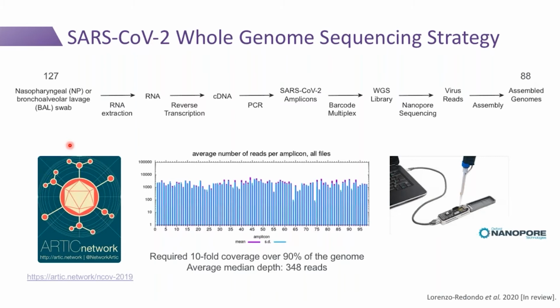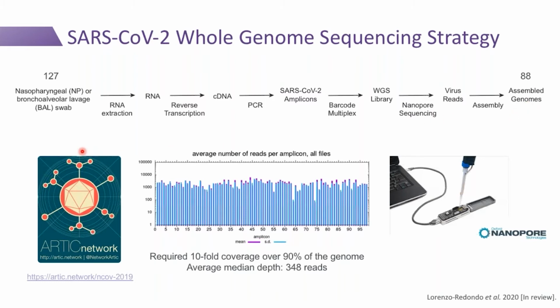Through a collaboration with Northwestern Memorial Hospital, we became a central repository for incoming diagnostic tests that were left over after patients would get tested. We took 127 of these nasopharyngeal swabs or bronchoalveolar lavages and extracted RNA from those. The RNA was reverse transcribed into cDNA. The cDNA was PCR'd up to identify the SARS-CoV-2 amplicons. These were barcoded and multiplexed and subject to whole genome sequencing using the nanopore platform. Virus reads were then assembled, and at the end of the day, we arrived at 88 assembled genomes.